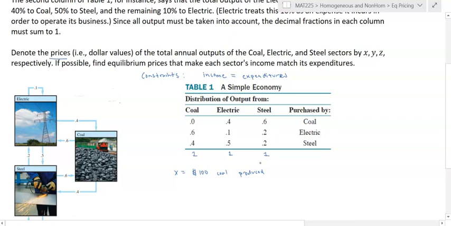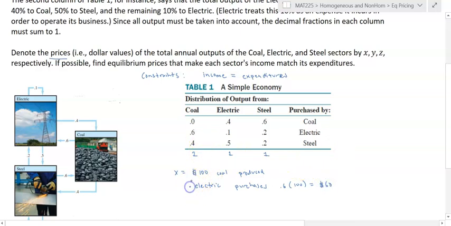I always like with real world models to try to make sense of what is happening first. And in this case, the reason I'm starting with X equals 100, because that tells me how much is going to be purchased by electric. So that means electric purchases 60% of the 100. So they are going to spend $60 on coal.